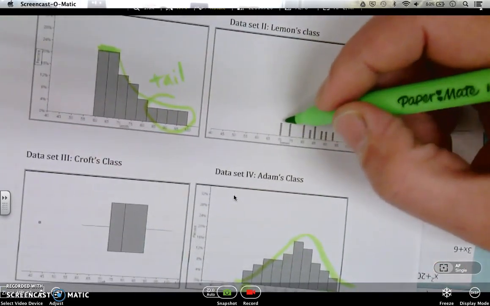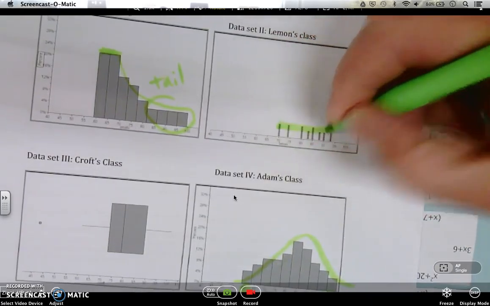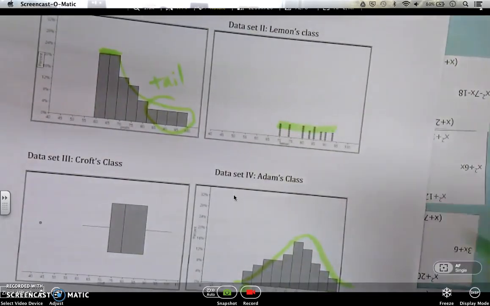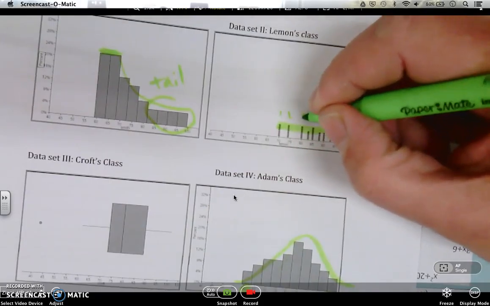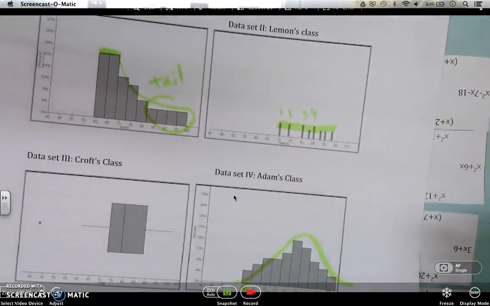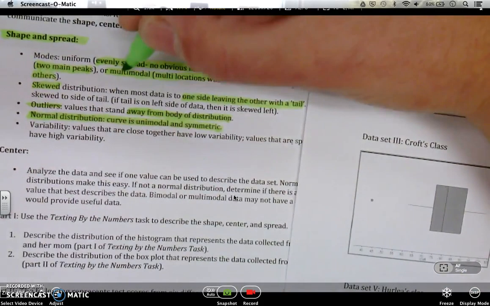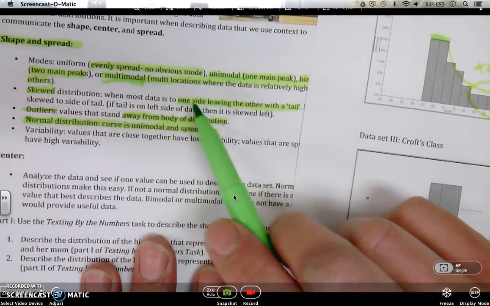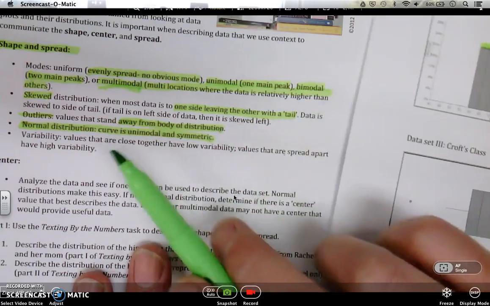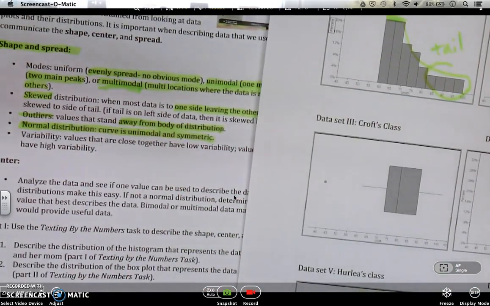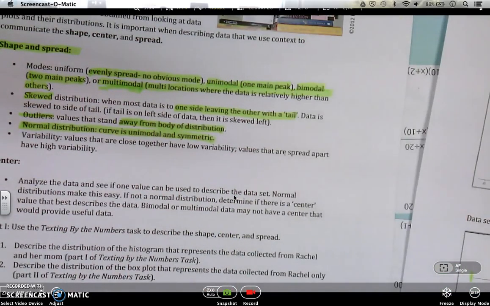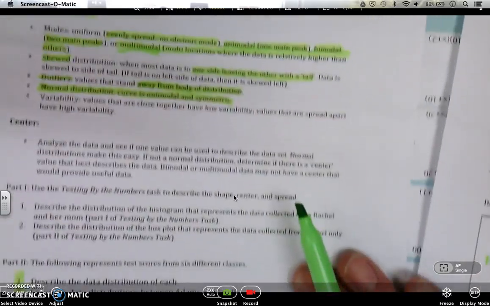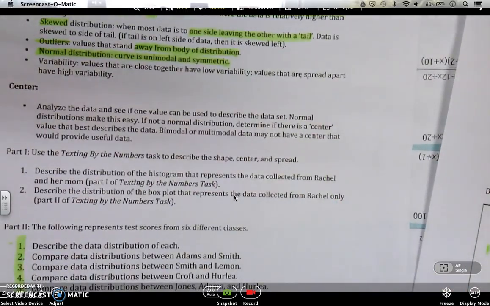Finally, we didn't talk about this graph, but what you should notice is they're mostly about the same level. We have 1, 2, 3, 4 that are all the same level. That would be multimodal. There's several of them that would have multiple locations where data is relatively higher than the others. All right, so that's uniform, that's skewed, outliers, normal. Those are the main definitions we'll talk about.